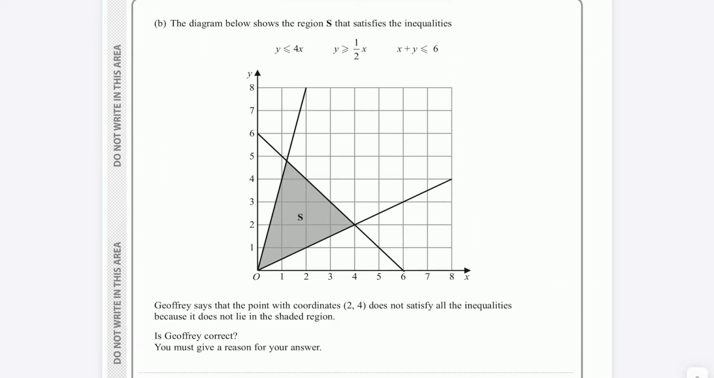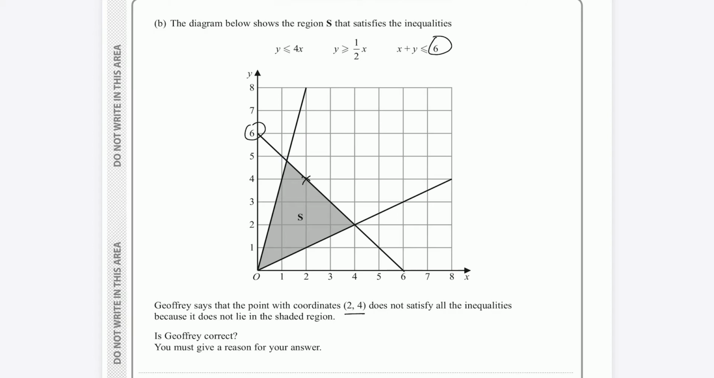So B, we also have something similar that's done for us. It says that the point 2,4 does not satisfy the inequality. So the point 2,4 is that point there, and that is the line. So it crosses the x-axis at 6, so it must be that one there. So it's essentially x plus y is less than or equal to 6. Does not satisfy the inequality.